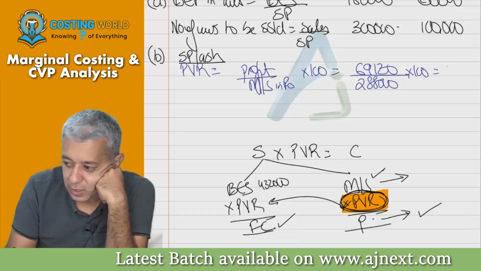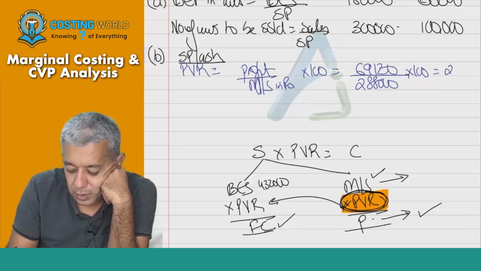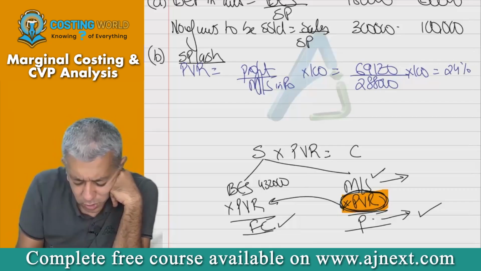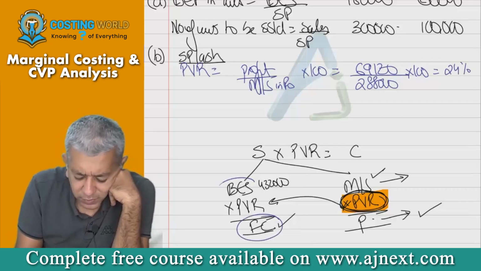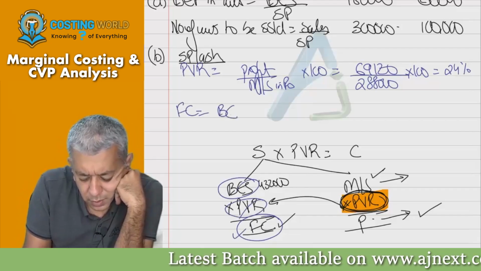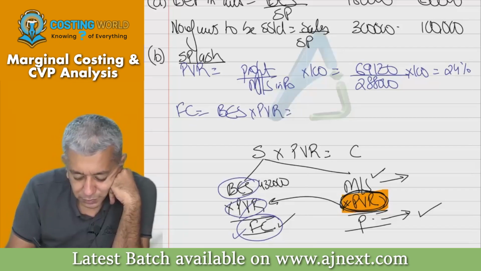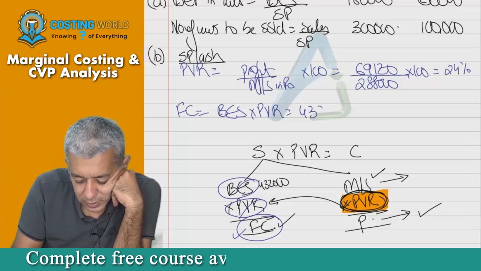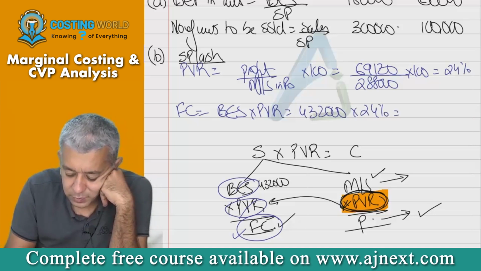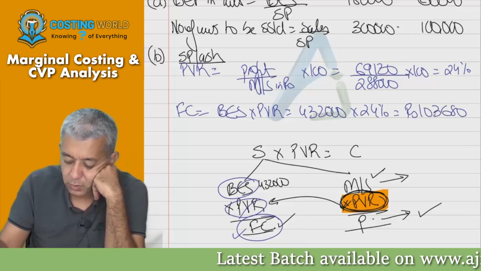So this particular thing will be nothing but, how much percent, beta? 24%. Now, once you have your PV ratio, the question is actually all solved. You want your fixed cost, no? This into this will give you your fixed cost. Fixed cost is equal to break-even sales into PV ratio. So 4,32,000 into 24% is equal to 103,680. Job done.